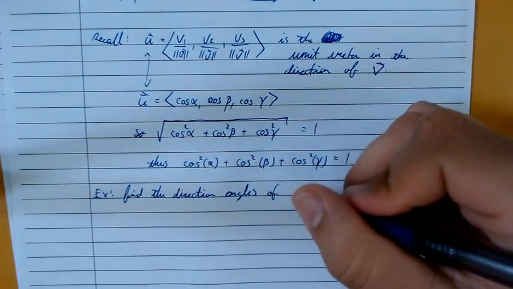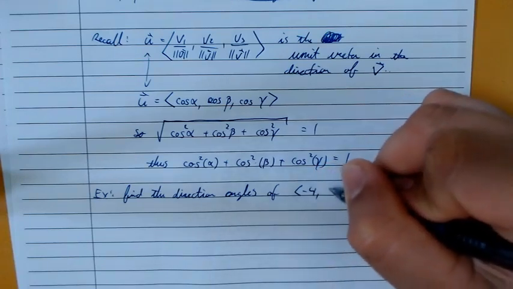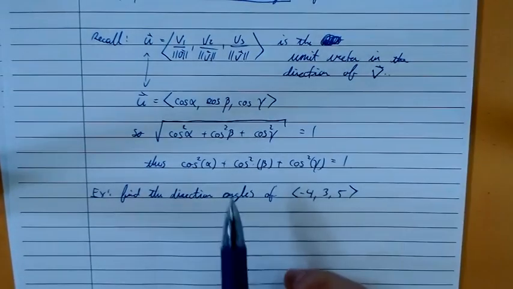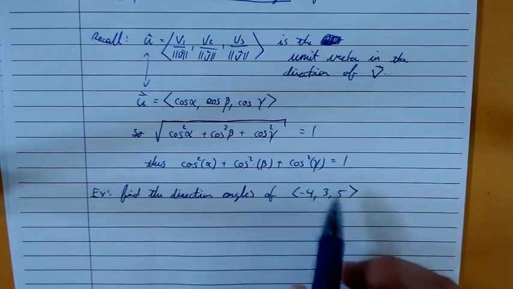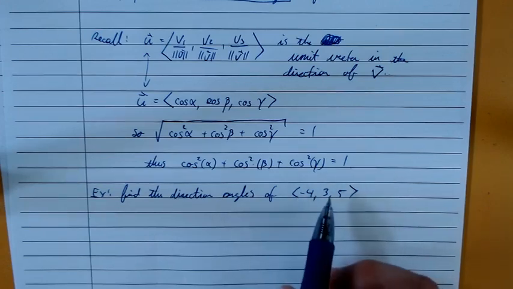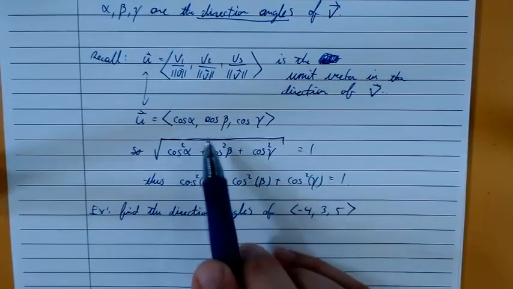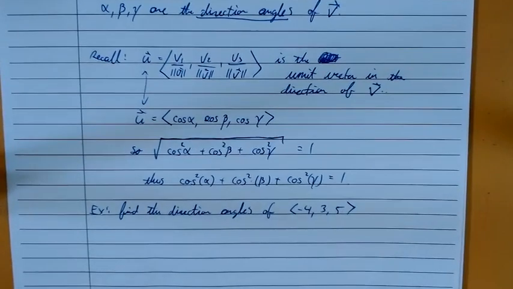Of the vector -4, 3, 5. Go ahead and give that a try. Basically, you're normalizing this. You're making this into a unit vector. And then once you have that, that's going to give you the components necessary to find your direction angles, alpha, beta, and gamma. So go ahead and give that a try. Pause the video and see what you get. And once you're done, go ahead and unpause and we'll go through it together.